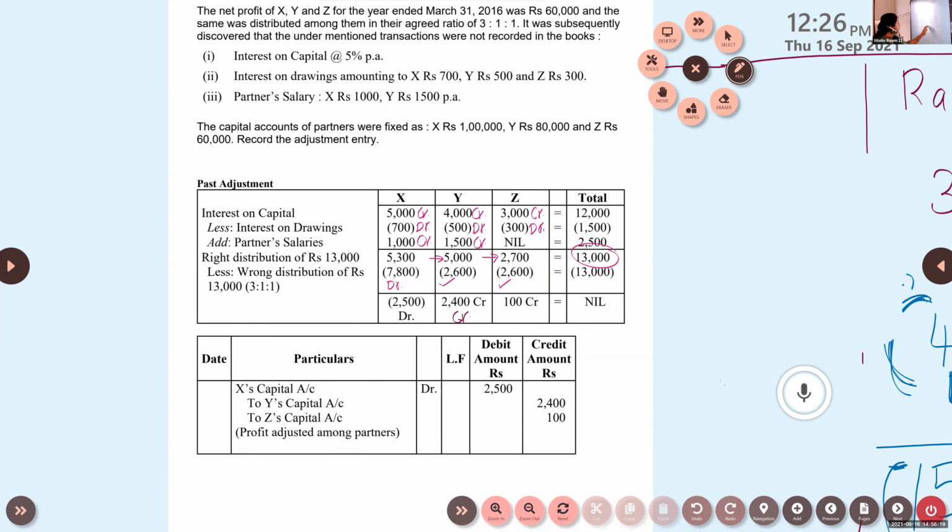Now we got whatever is to be debited and credited, so journalize. Who should be given debit? X. X capital account debtor. How much? 2,500. And the other two credited. Not X, sorry. Y and Z will be getting the amounts 2,400 and 100. From X, 2,500 will be taken back.